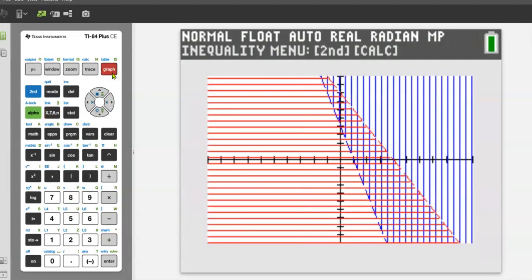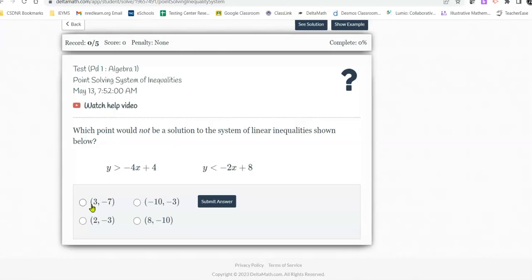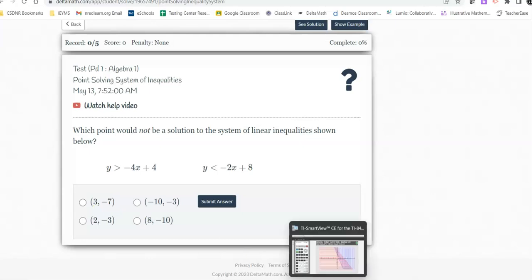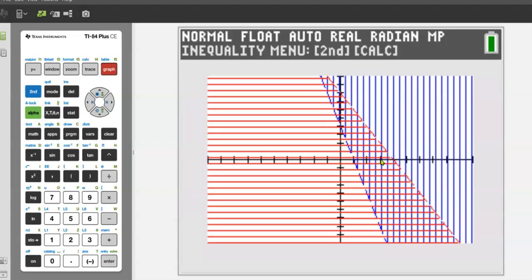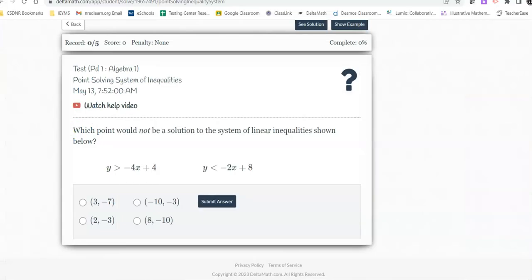I can take a look at my graph here, and I know that anything in this solution area, that's what we call this, some of you call it the double shaded region, would be a solution. So I'm looking for 3, negative 7, so I'm over here 1, 2, 3, negative 1, 2, 3, 4, 5, 6, 7. So it looks to be right about here. Seems like that's a solution, but let's double check the rest.